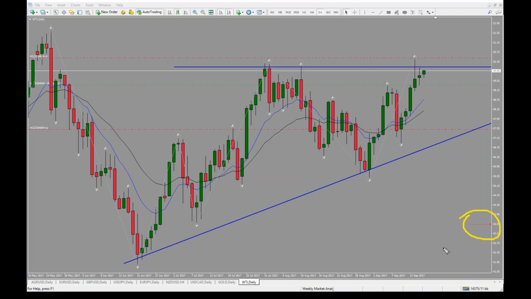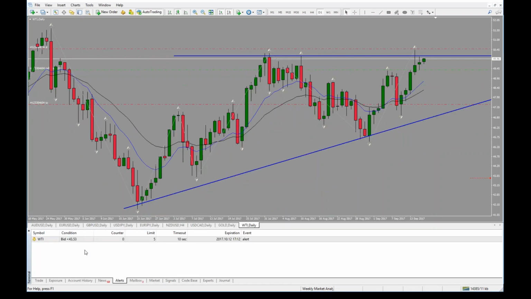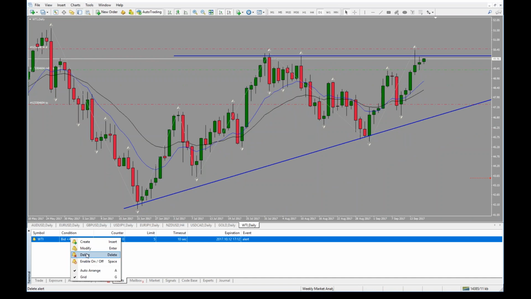See the alarms there. It's been set, and if the price goes down, then the computer will make a sound. Now, of course, your computer has to stay on, otherwise it's not going to know. All right, and let me get rid of it now because I don't want that. Right click and delete.